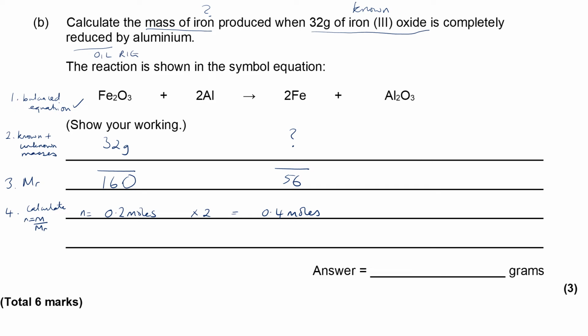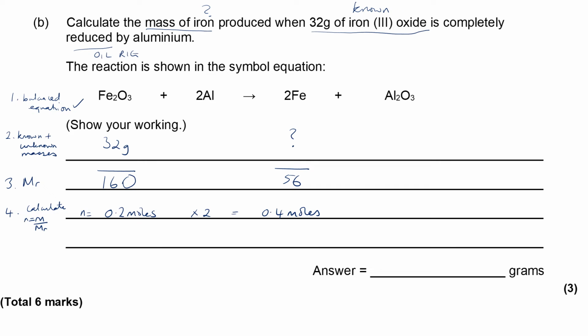Now, I can't do that with iron because I don't have the mass, and it's the mass that I'm trying to find out. But what I can then do is use the balanced equation to work out what the number of moles would be based on ratios. So I look at the ratio of molecules of iron 3 oxide to iron, and I can see that for every 1 molecule of iron 3 oxide, 2 atoms of iron are produced in that reaction. So it's a 1 to 2 ratio.